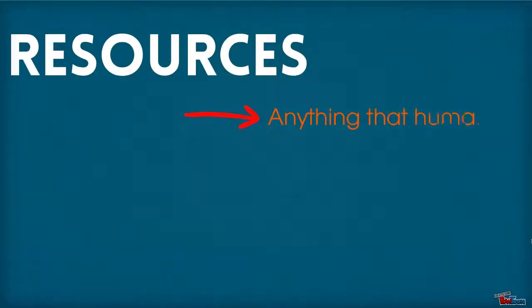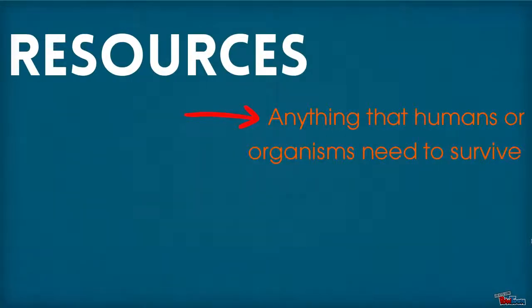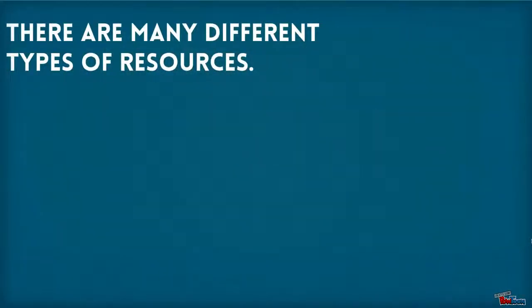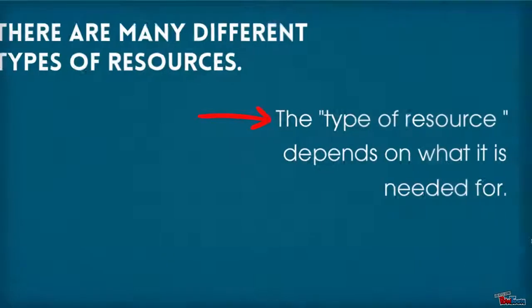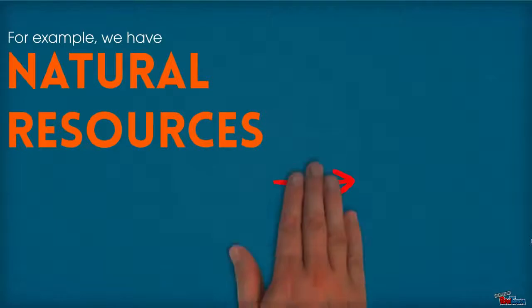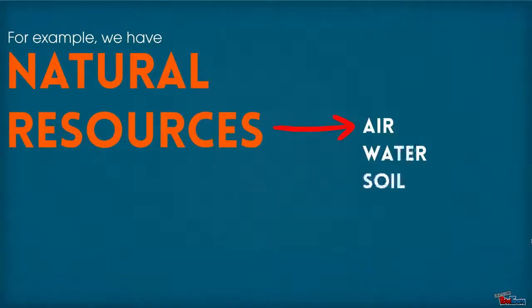Resources are anything that humans or organisms need to survive. There are many different types of resources. The type of resource depends on what it is needed for. For example, we have natural resources, which are things like air, water, soil, minerals, and energy.